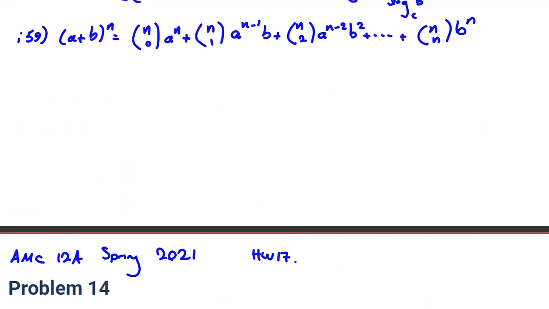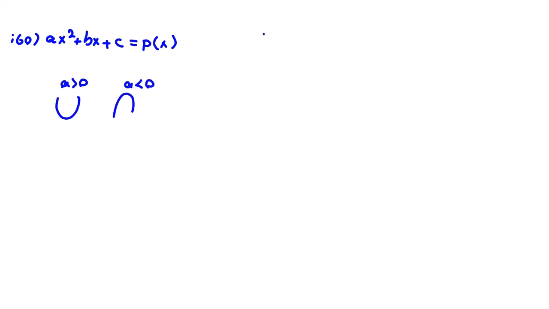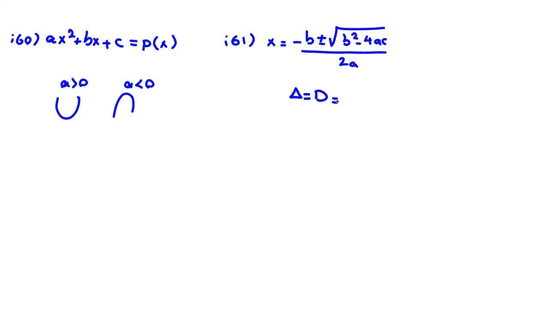Okay, now let me tell you some ideas, idea 60, related to the quadratic formula. If we have ax squared plus bx plus c equals 0, or let's consider this one p of x, then we know it opens up if a is positive, it opens down when a is negative, and idea 61, the roots are x equals negative b plus minus root b squared minus 4ac all over 2a. And here we consider delta or discriminant b squared minus 4ac.